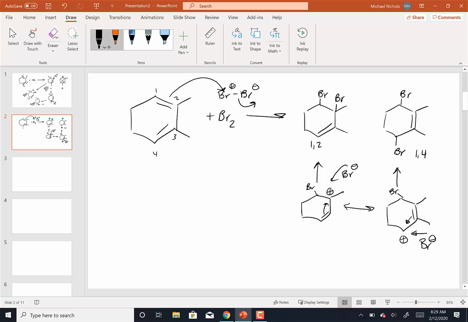So resonance hybrid, what would the resonance hybrid for this look like? First of all, the bromine would have to be added to carbon 1. Where do my delta positive charges go? Everywhere there was a positive charge. So in the two resonance structures, the two positive charges are there. That's where the delta positive charges go. Where do the partial bonds go?